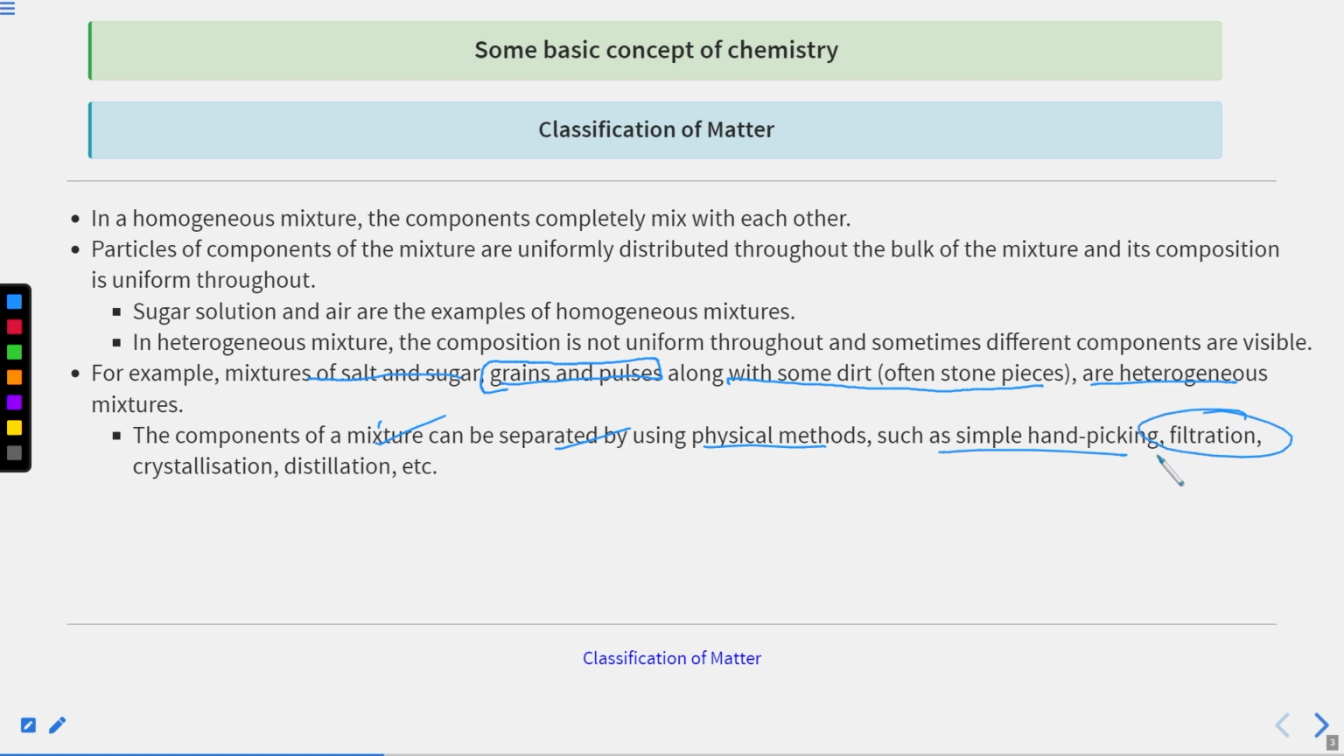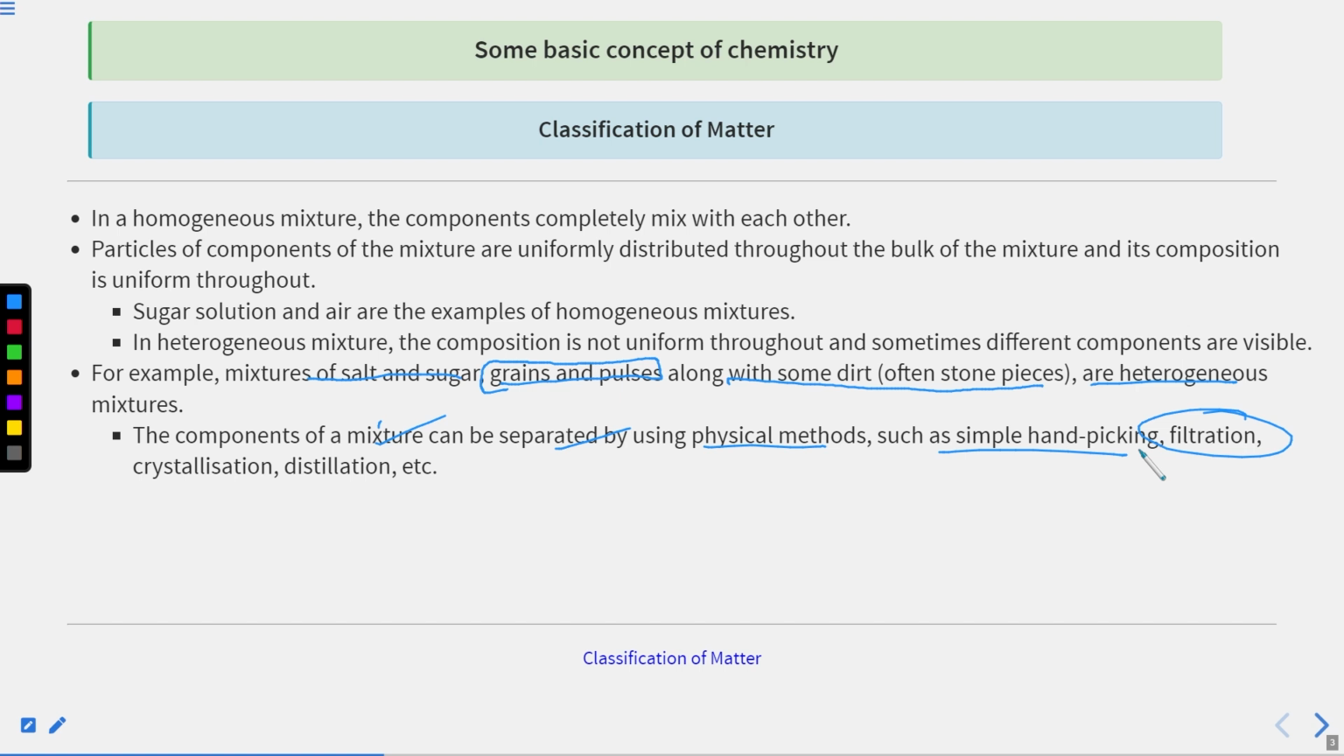Or through filtration. So what is filtration? In filtration, you must have seen the RO, UV, and your filter paper also. If you take a filter paper and pour water on it, the filtrate will be filtered out, and the pure water which has passed through the filter paper will be collected in a beaker.